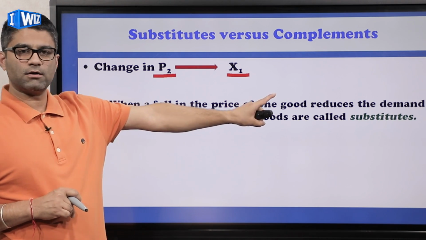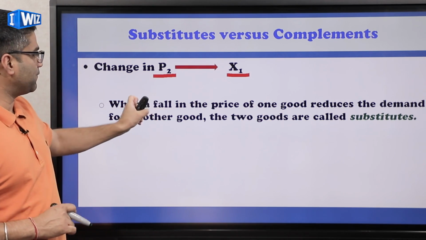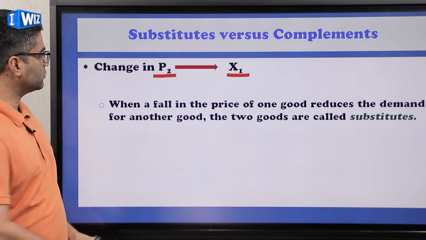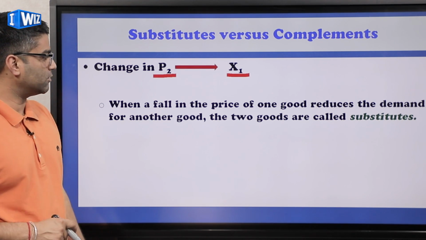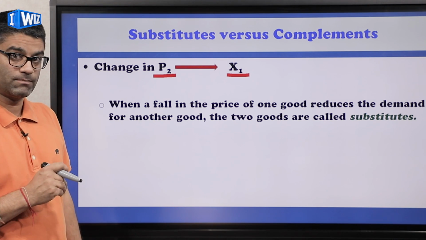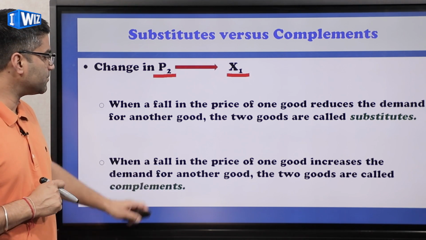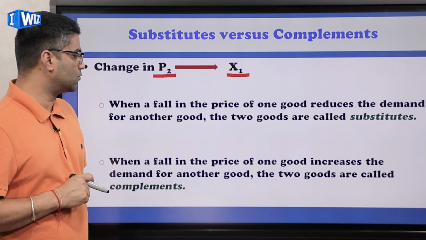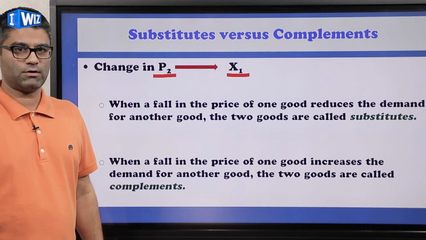Two goods that are considered substitutes means that if the price of good one goes down, then the demand for the other good also goes down. So they move in the same direction. And complements is the opposite, where if there's a fall in the price of good one, it's going to increase the demand of the other good.